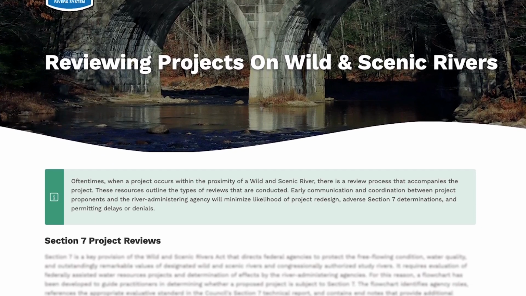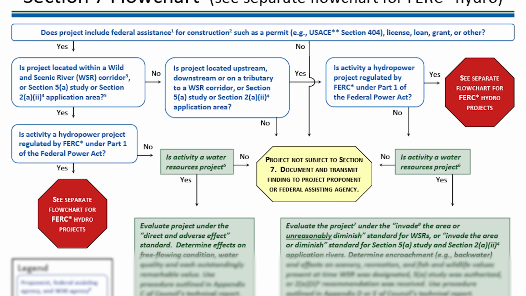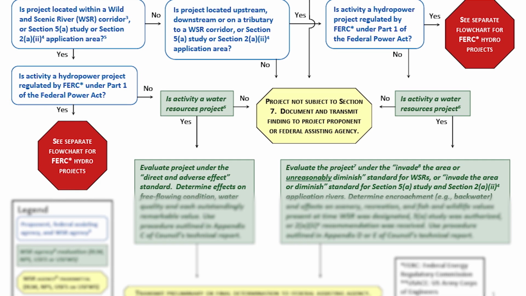A Section 7 analysis will be conducted by the responsible person on your unit. They'll seek input from project proponents, landowners, and other stakeholders before issuing a project determination. Additional information related to Section 7 on both designated and study rivers and a helpful flowchart is available at rivers.gov.